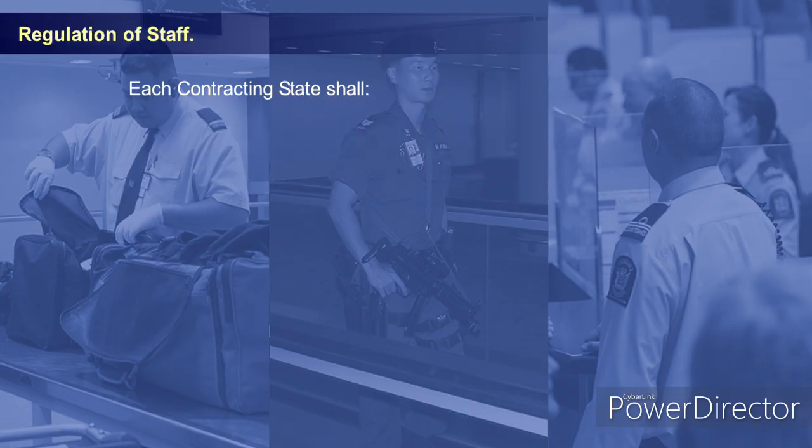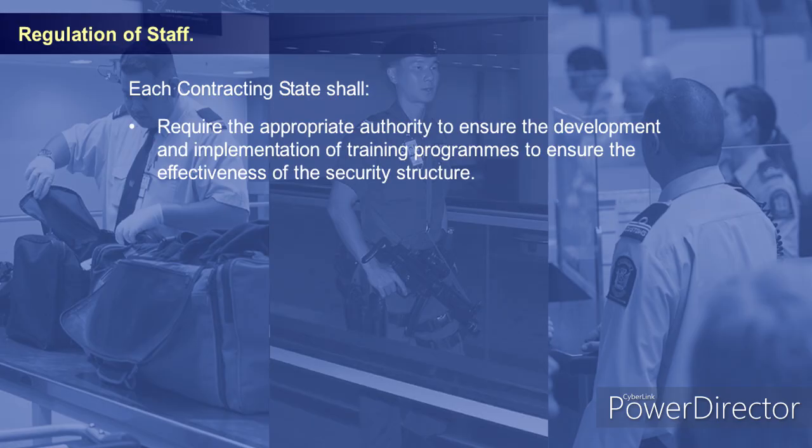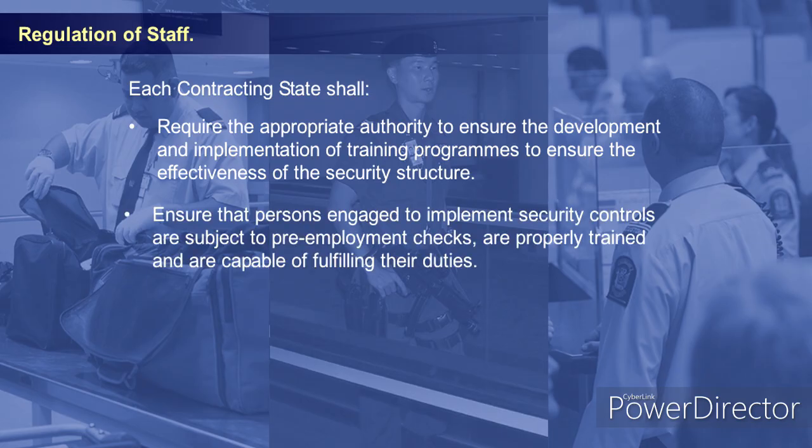Training of security staff is of paramount importance, and contracting states must ensure that appropriate measures are in place to make this training effective. Contracting states should require the appropriate authority to ensure the development and implementation of training programs, to ensure the effectiveness of the security structure, ensure that persons engaged to implement security controls are subject to pre-employment checks, are properly trained, and are capable of fulfilling their duties.